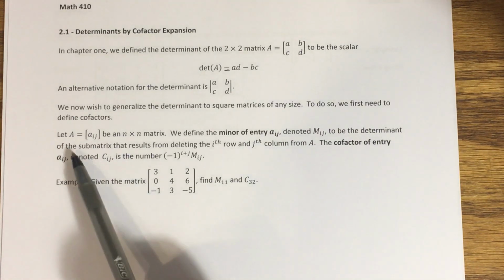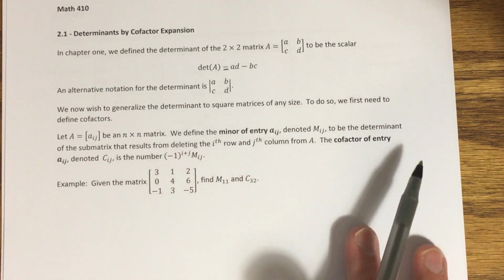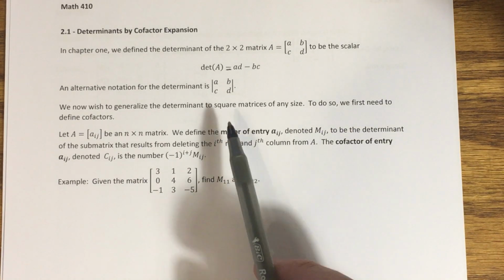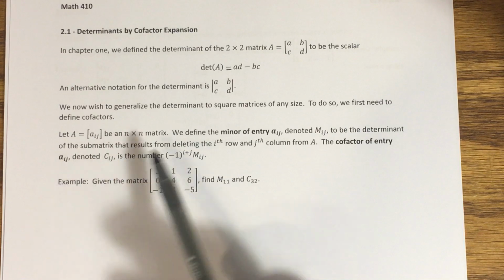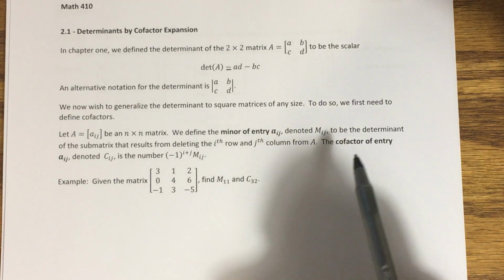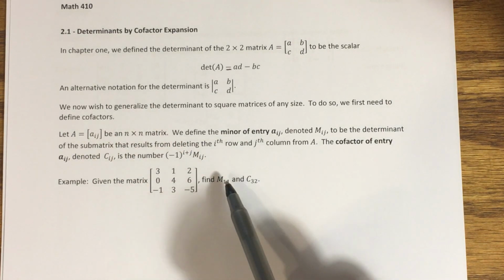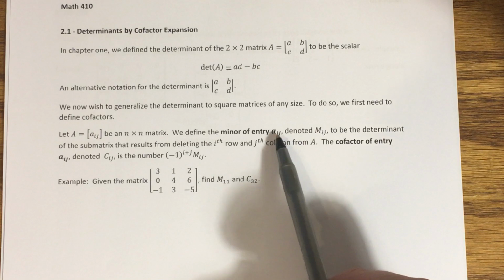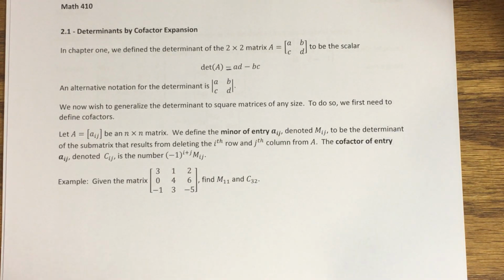So what we're going to do is let A be some n by n matrix, and we're going to define some terminology. The first thing we're going to define is what's called the minor of entry Aij. So any entry in that matrix has what's called a minor associated with it. And what it is, it's the determinant of the submatrix that results from deleting the column and row that entry appears in. So we'll illustrate that with an example in a moment.